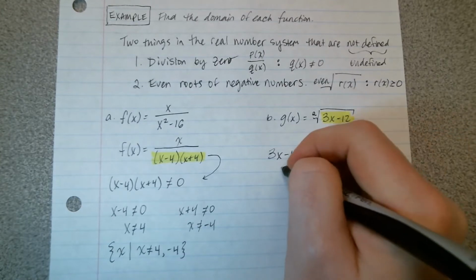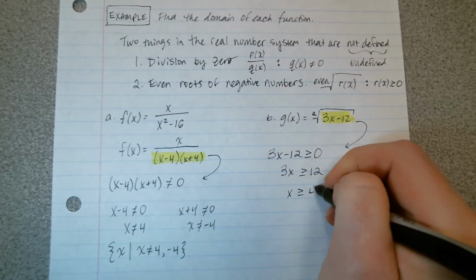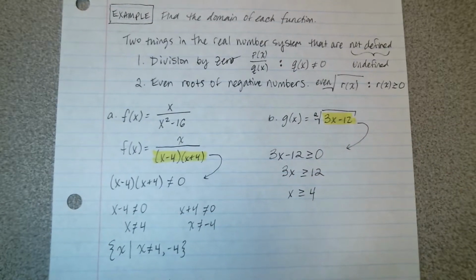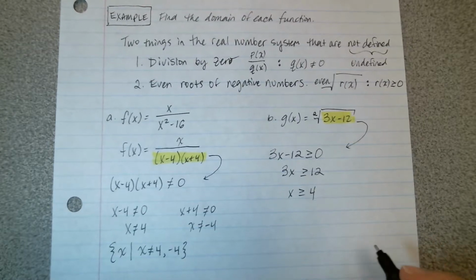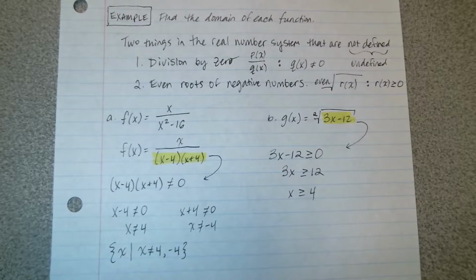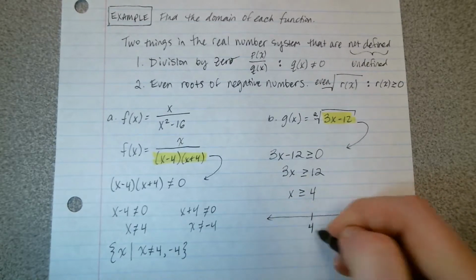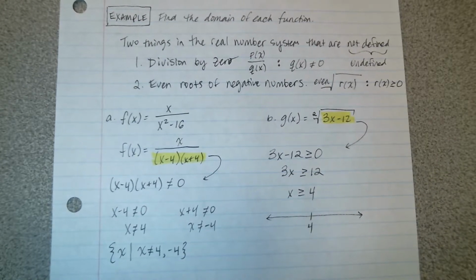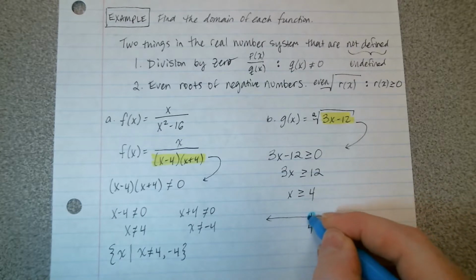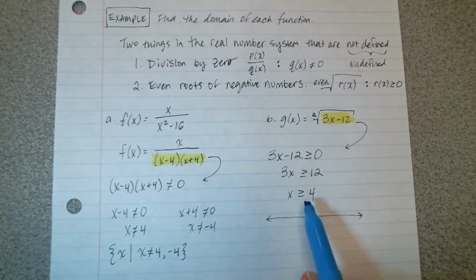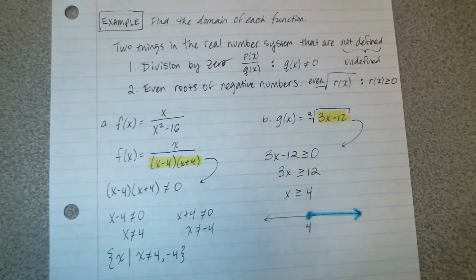So I will add 12 to both sides, divide both sides by 3, and this tells me that my x values have to be 4 or bigger to be in the domain. So I could maybe, in this example, sketch the domain on the real number line. Here's the number 4. So x is allowed to be 4, so it gets a nice closed circle because of that or equal to, and then it also has to be bigger. Great.